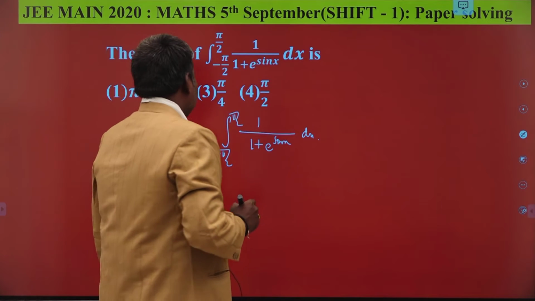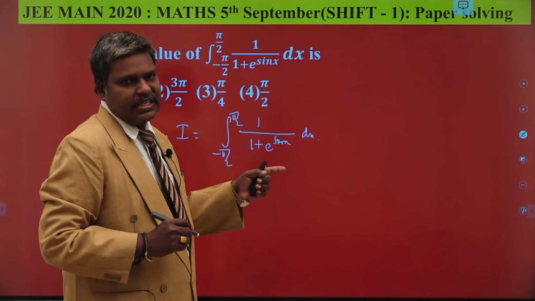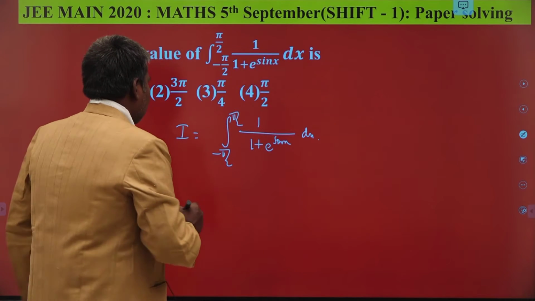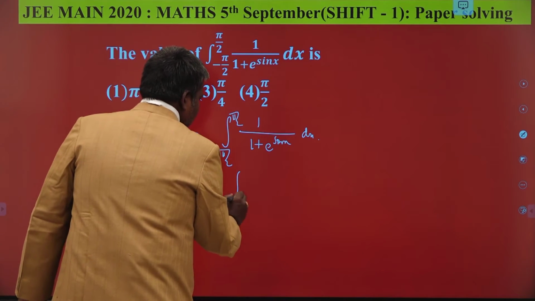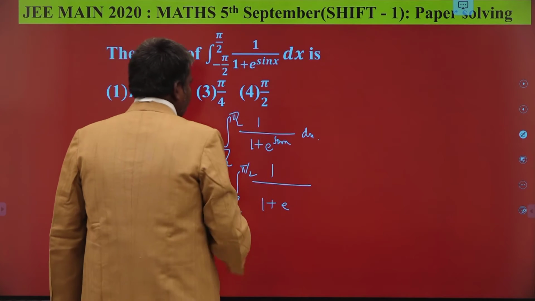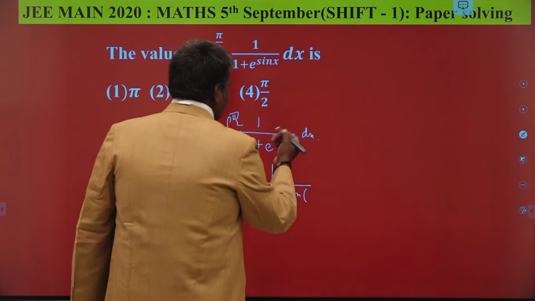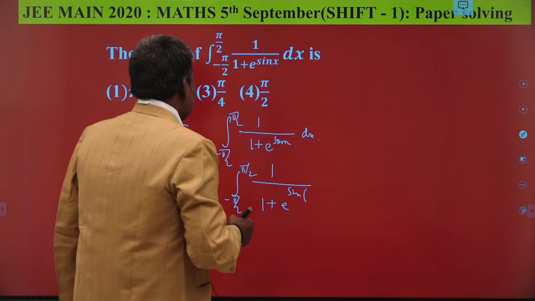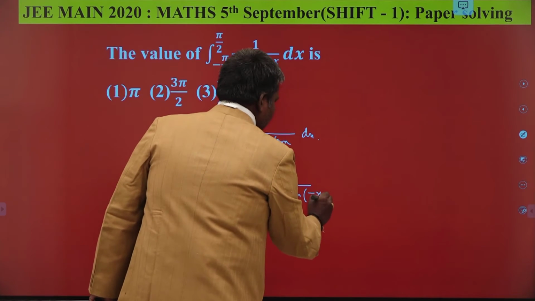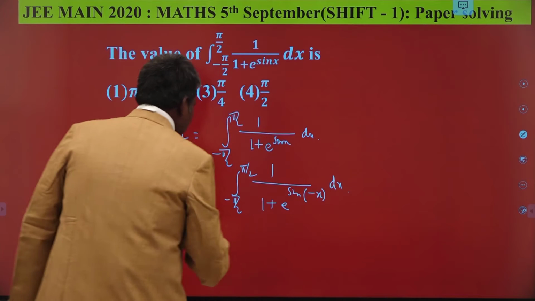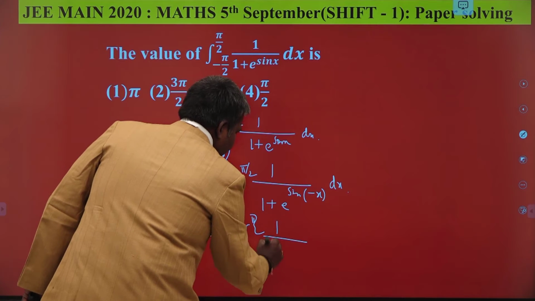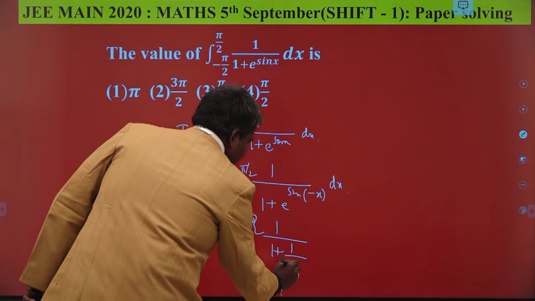We have the property: integral a to b of f(x) dx is equal to integral a to b of f(a plus b minus x) dx. So I am going to apply this one: integral from minus pi by 2 to pi by 2 of 1 by (1 plus e power sin of (a plus b minus x)), where pi by 2 plus minus pi by 2 becomes 0, so minus x, dx. So the integral from minus pi by 2 to pi by 2 of 1 by (1 plus 1 by e power sin x) is there.